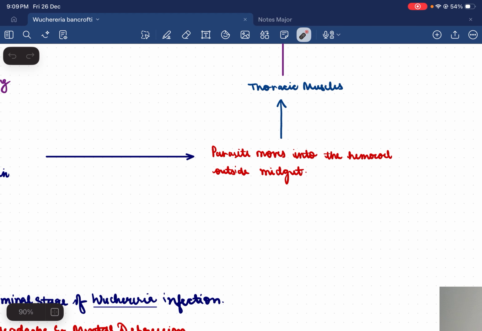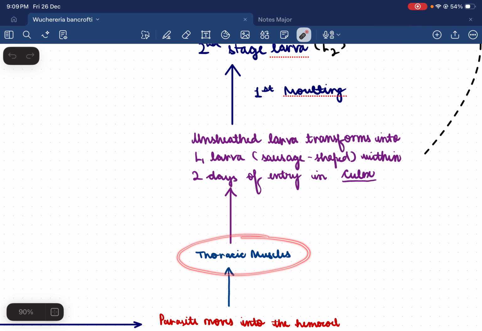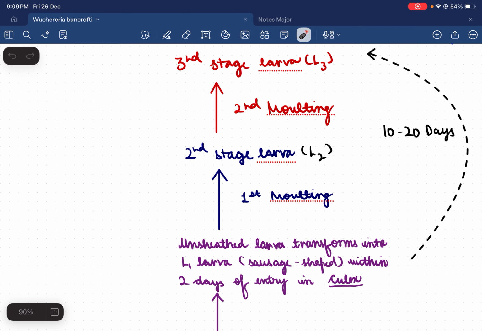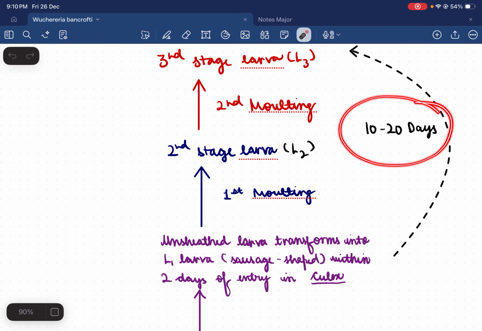Then these microfilariae move outwardly into the hemocoel, then the thoracic muscles, and finally convert into L1 larvae, which are sausage shaped larvae, and this happens within 2 days of entering the body of Culex. Then the first molting happens, resulting in the formation of an L2 larva. Then the second molting happens, resulting in the formation of an L3 larva, and the whole process takes about 10 to 20 days.